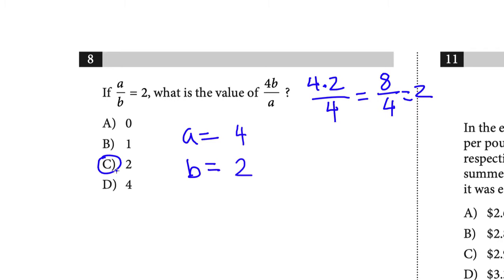Sometimes it's easiest just to pull out numbers that work. I could have chosen 2 and 1. That would have been the easiest one. 2 divided by 1 is definitely 2. It still would have worked, because then I would have had 4 times 1 divided by 2. That's 4 divided by 2, which is 2. I choose numbers that work.